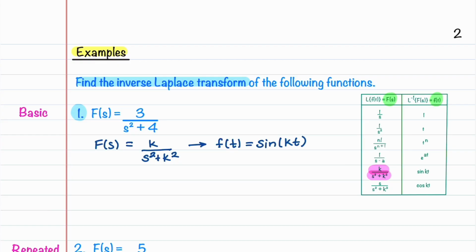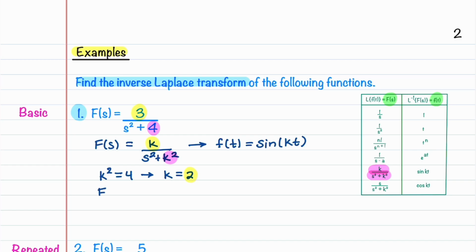When we compare this function from the table to the function that we're given, we can see that k squared is equal to 4. So we have k squared is equal to 4. That means that k is equal to 2. We have a 3 in the numerator instead of a 2, like in the table. So we have a mismatch. What we're going to do is rewrite the function that we're given.